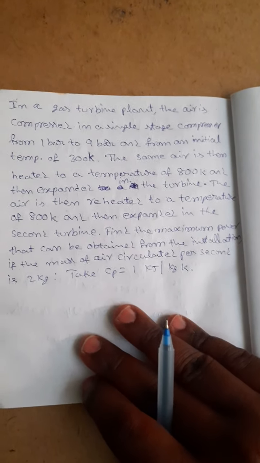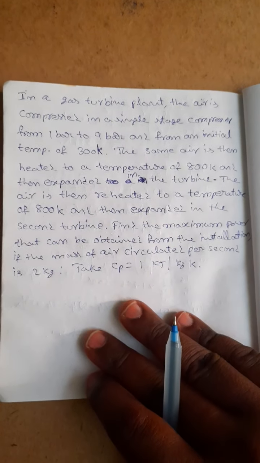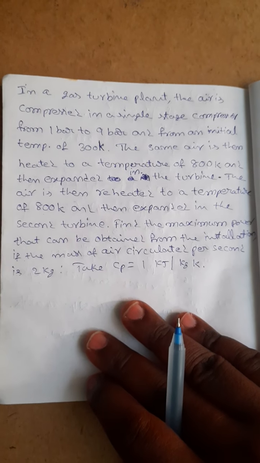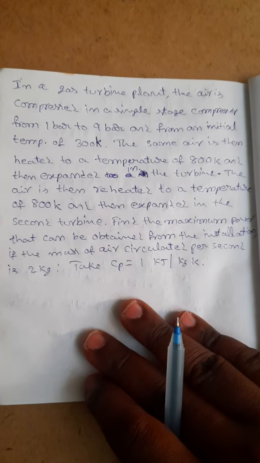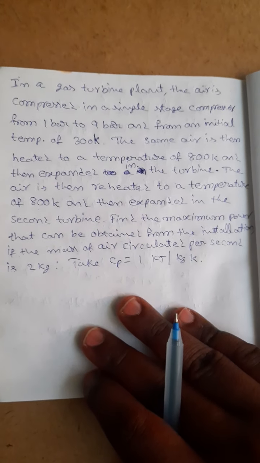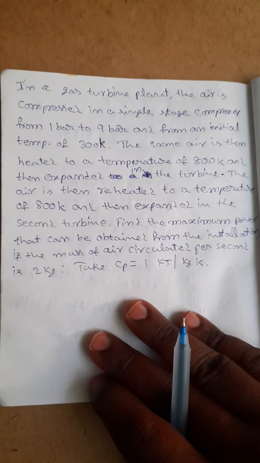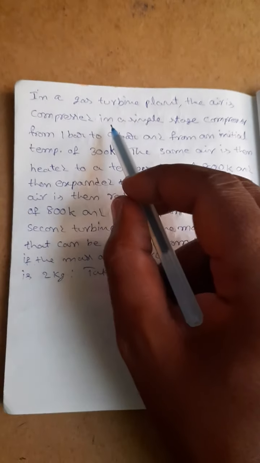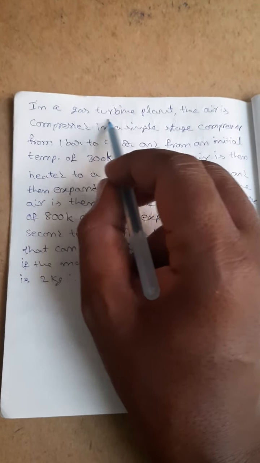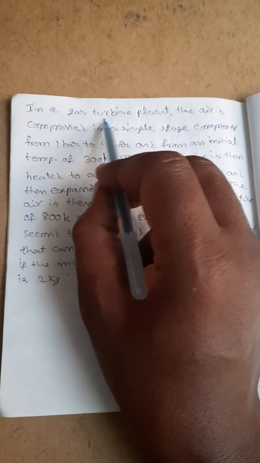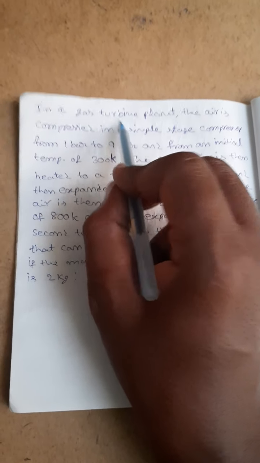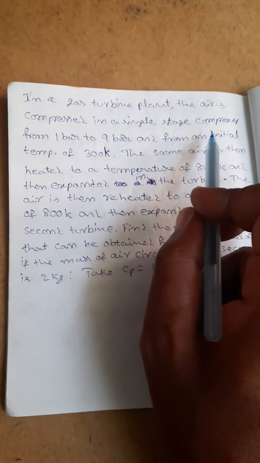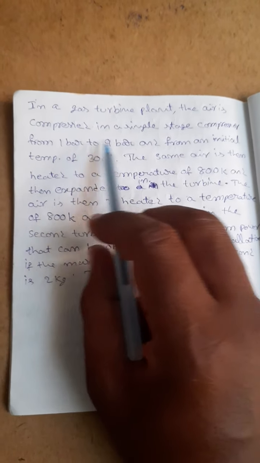For any kind of problem, first we have to understand which topic it is and which concept it relates to. By thoroughly reading the problem, we can understand it is from the gas turbine topic. So it is unit 5 and the concept is here the air is compressed in a single stage compressor from 1 bar to 9 bar.